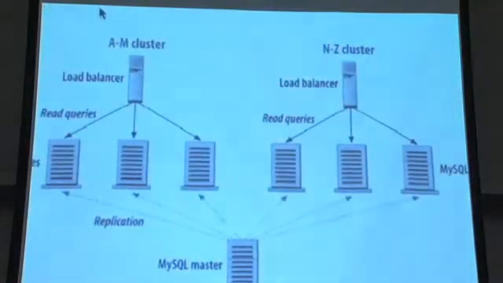But what might a downside be of this approach, of putting, in this picture here, everyone whose name is A through M on the left and everyone who's N through Z on the right?